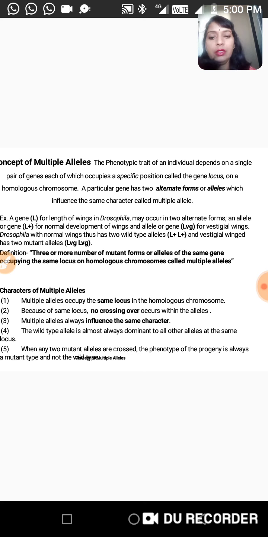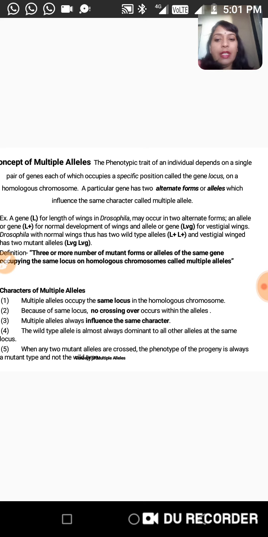So the next characteristic: the wild type allele is almost always dominant to all alleles of the same locus. Like LVG is a mutant form of the gene L, okay, and L plus is the wild form of the gene L. So L plus is always going to be dominant over the LVG, that is the vestigial mutant form, right?